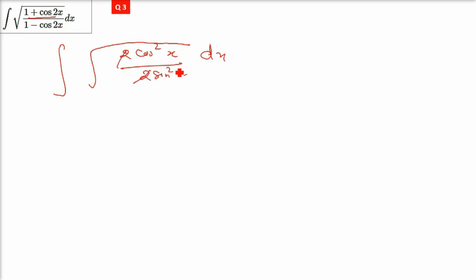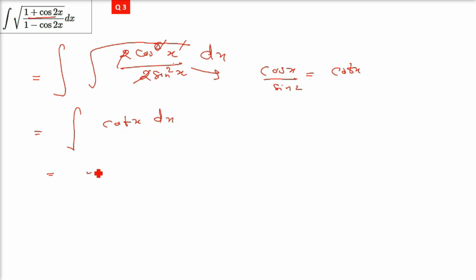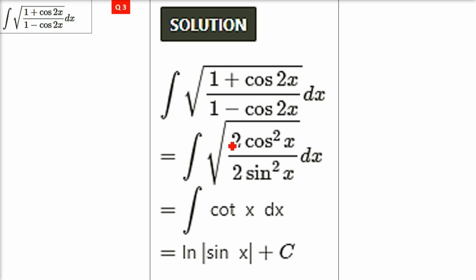2 gets cancelled, cos square gives cos, sin square gives sin. So cos by sin under root, where the under root gets cancelled. So you can just eliminate the under root. Cos by sin is cot x. So you are essentially integrating cot x, and there is a standard formula for cot x. What is the formula? It's ln, that is log base e, modulus of sin x plus constant of integration. So this is how we are going to write it.